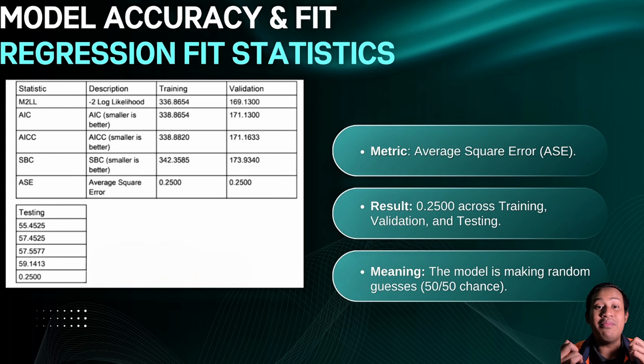So, how accurate is the model overall? The most critical number here is the average square error, or what we call ASE. You will notice the ASE is exactly 0.2500 for the training, validation, and testing data. In a binary prediction, yes or no, a persistent error of 0.25 typically means the model is just guessing the average for everyone. It is not successfully distinguishing between students who drop out and those who stay.